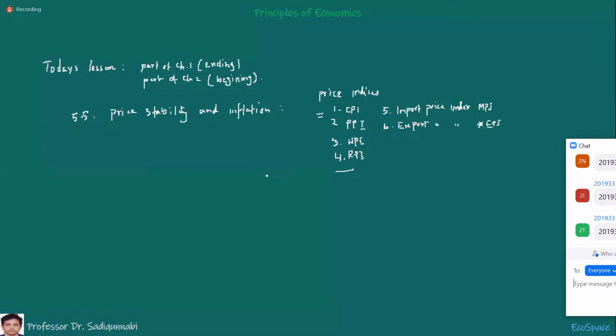Anyway, let's start from here. Price indices are, as I said, six forms: CPI, PPI, WPI, retail price index, import price index, and export price index. And in the second chapter, we'll see that the overall price index is the GDP deflator, number 7. It will be in chapter number 2.